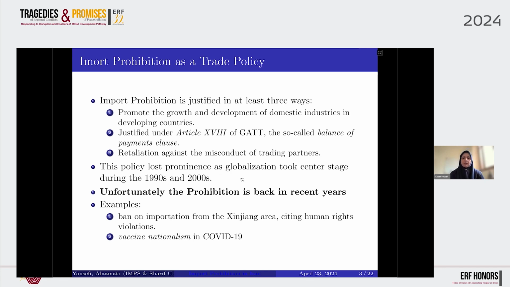But the thing is that during the last decades, when globalization has been taking center stage, we don't see that much trade prohibition, except for recent years, when COVID-19 caused some export bans on vaccines, or when the trade war between China and the US started before COVID-19, or even after the Russian invasion of Ukraine, which caused some export bans on the food chain and intervened in the food chain all over the world.